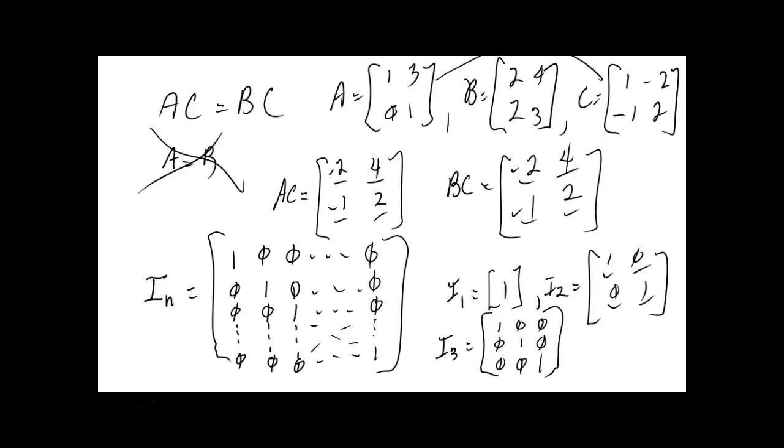Now, when the order of a matrix is understood to be n, you can say I sub n, but if it's pretty obvious what it is, you could just say I. As stated in theorem 2.4, which is coming up on the next page, the matrix I sub n serves as the identity matrix for matrix multiplication.